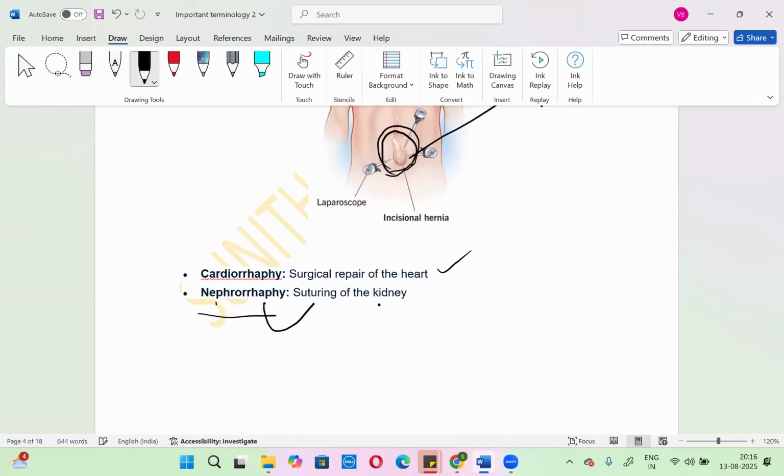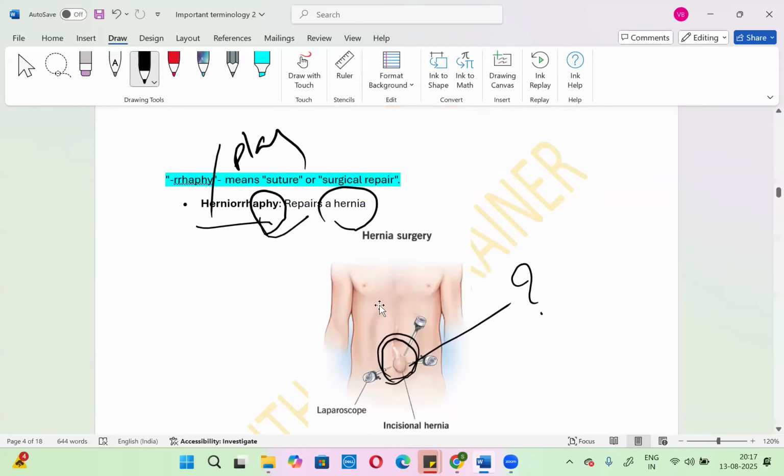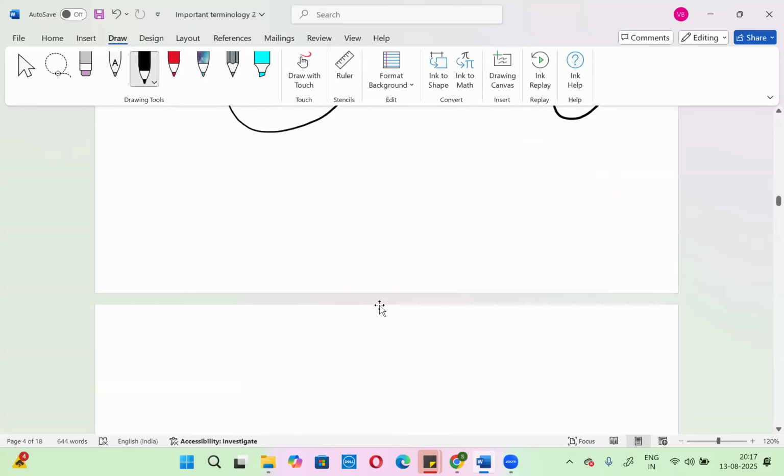Nephrorrhaphy. Raphy is what? Suturing. Nephro is what? Kidney. So, in the kidney, they are doing the repair. Maybe some problem is there, like some tumor growth or some laceration might happen because of some severe injury. So they are doing the repair, nephrorrhaphy. Okay, so in this way, you can see the raphy in these medical words.